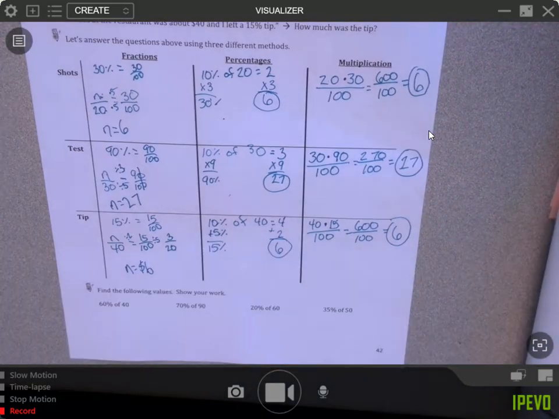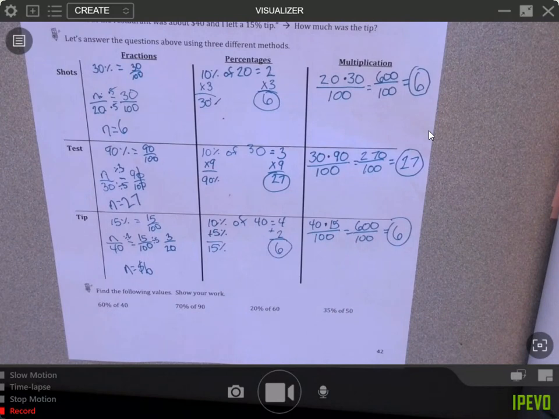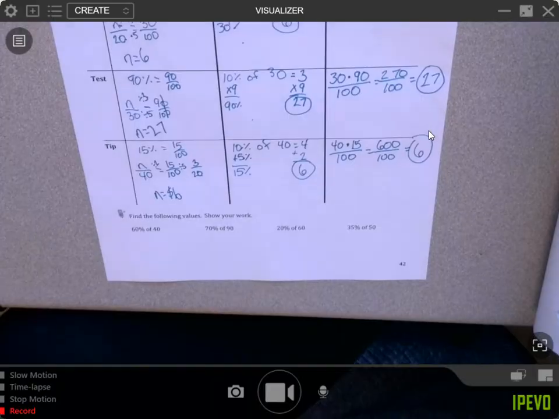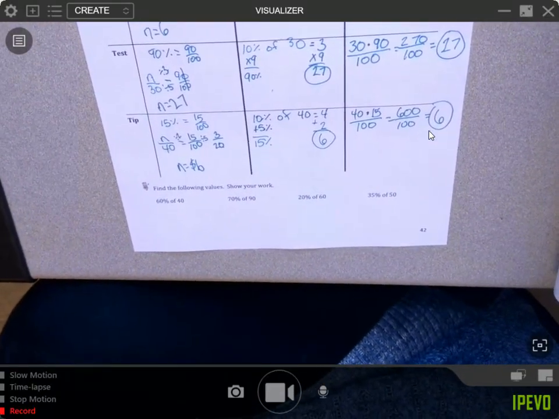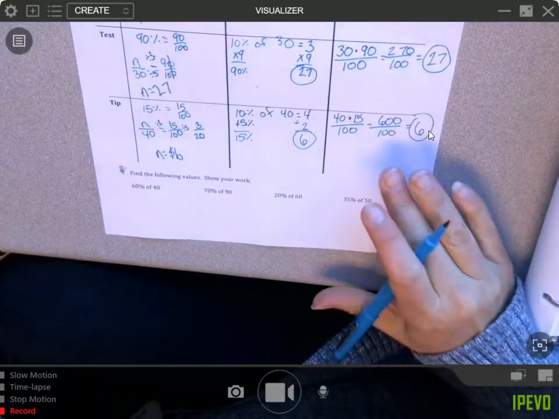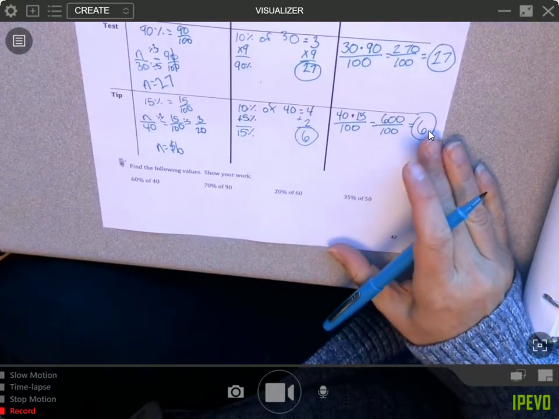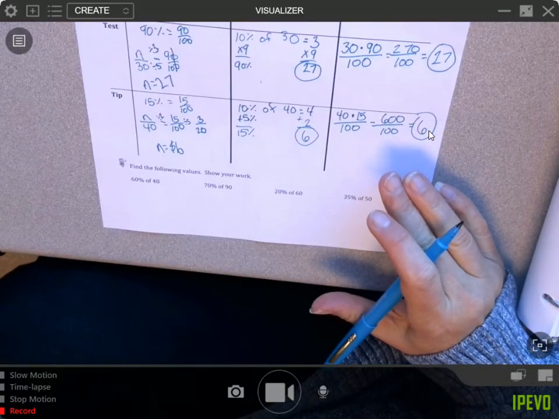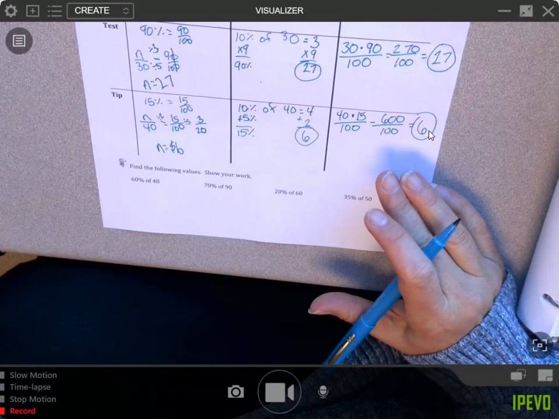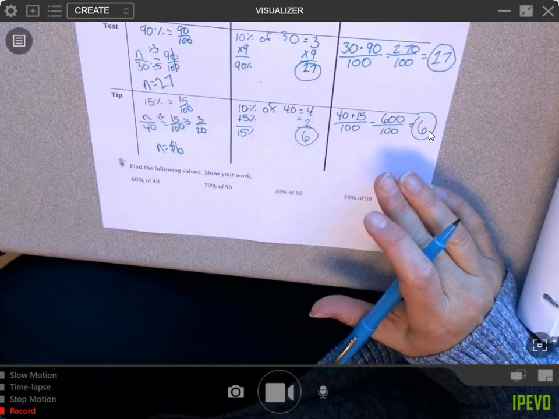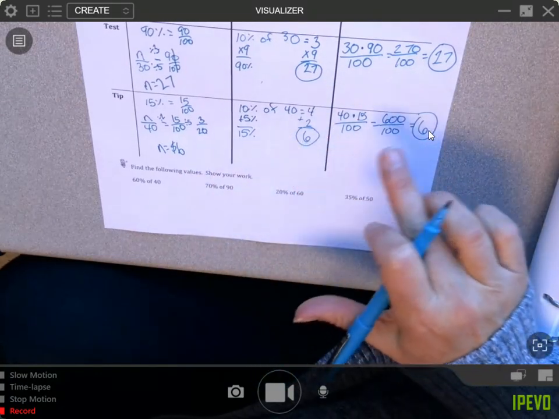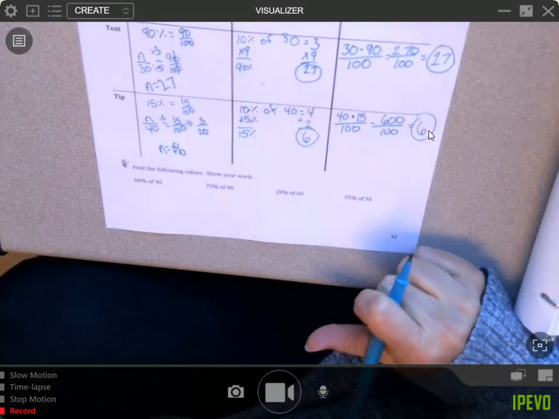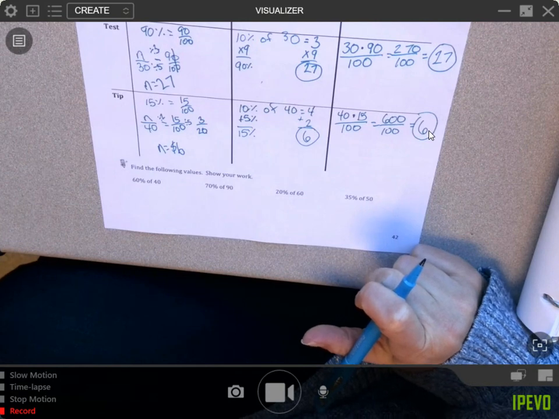So, are those methods making sense? Okay, let's look at the bottom. It says find the following values. So, show your work. You can't just use your calculator and give me an answer. You have to show your work. If we're not showing work, we will not get credit tomorrow when I check it. So you have to show me which of these methods you're using, what math you're putting into your calculator to get your answer.